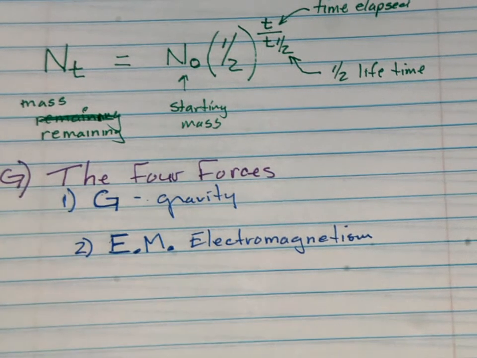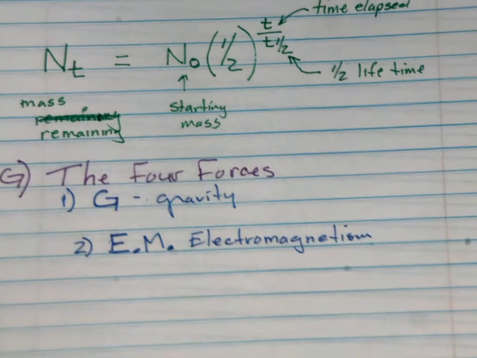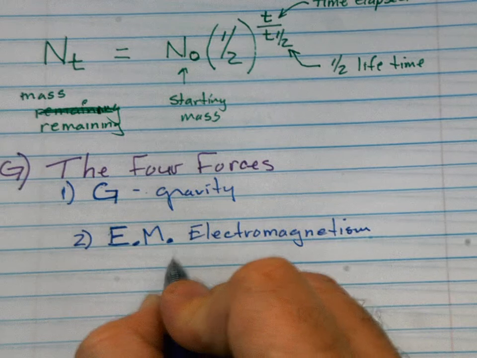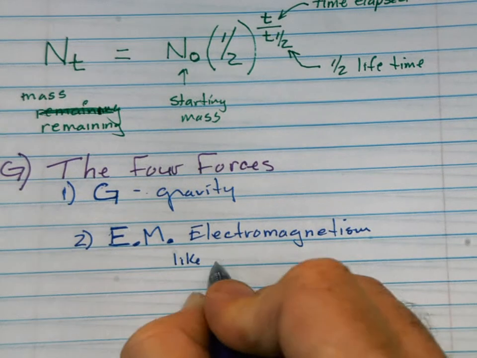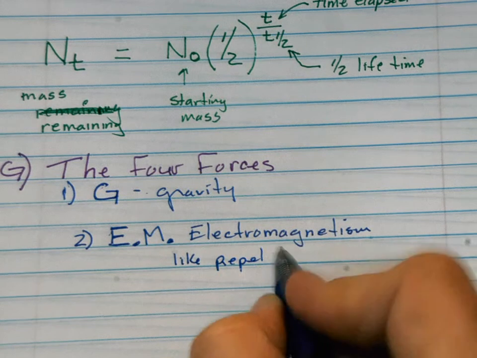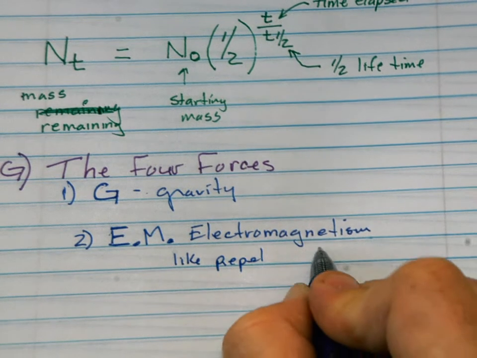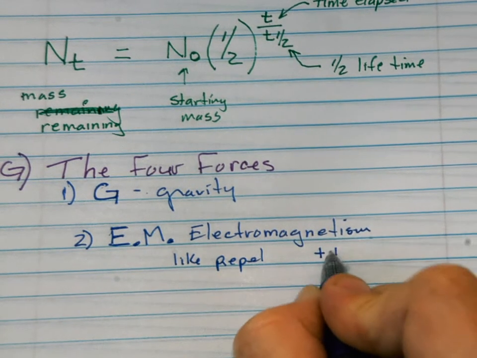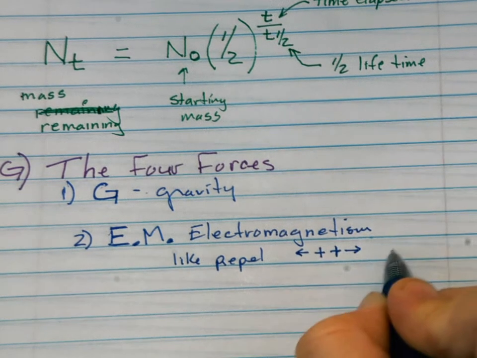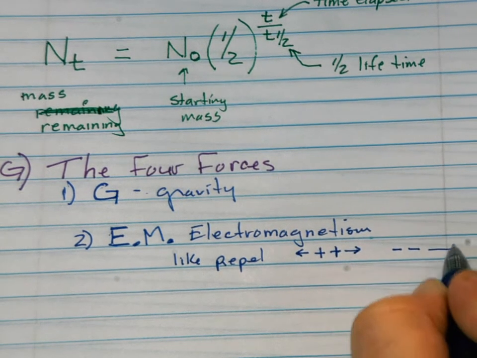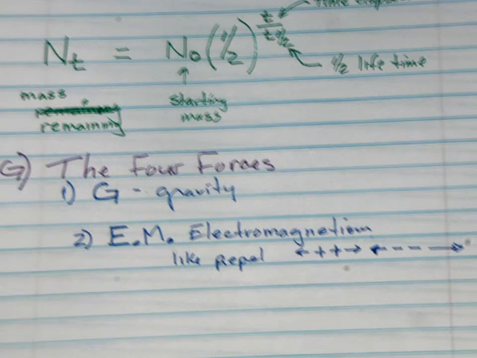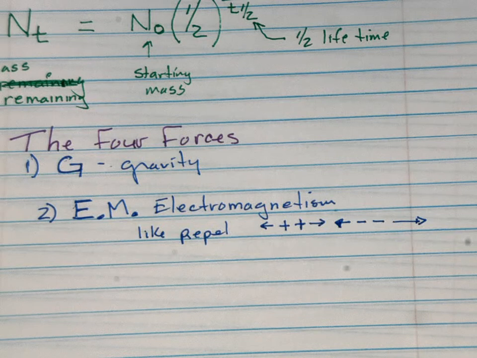Now, a big thing that's going to apply for us, one of the facets of electromagnetism, is that like charges repel. For example, if you have a plus charge really close to a plus charge, they want to move away from each other. Or if you have negative charges next to each other, they want to move away from each other. Similar charges do not want to be close together.